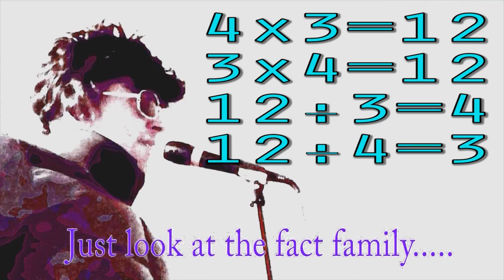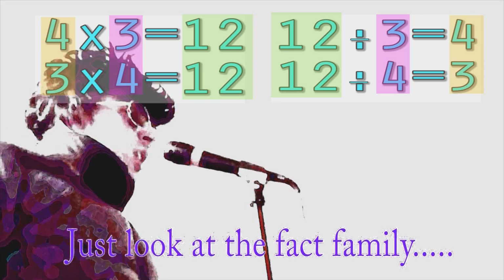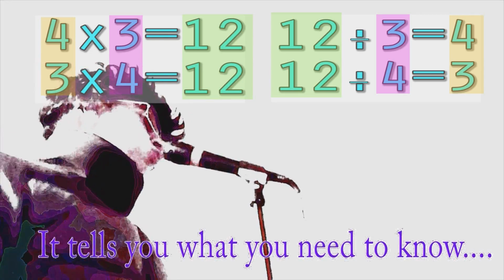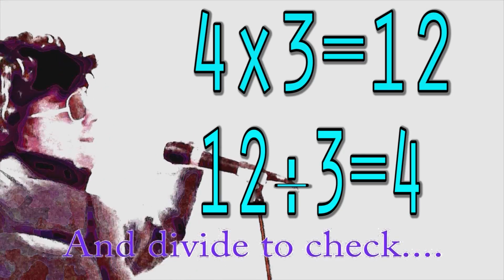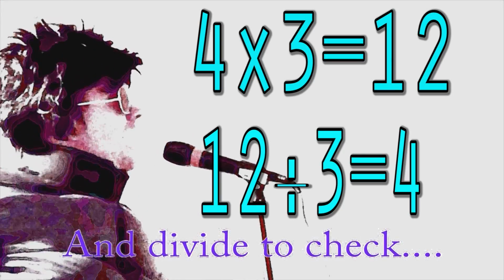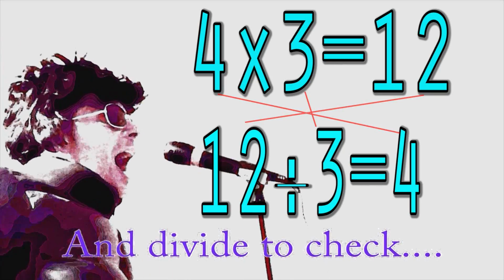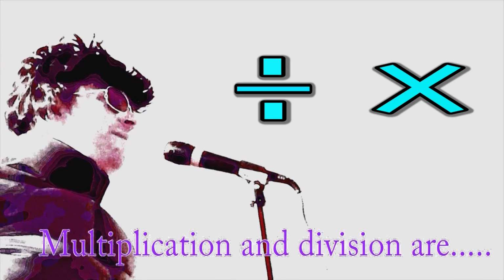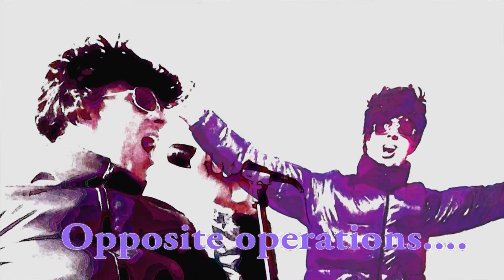Just look at the fact family, it tells you what you need to know. Multiply and divide to check. Multiplication and division are opposite operations.